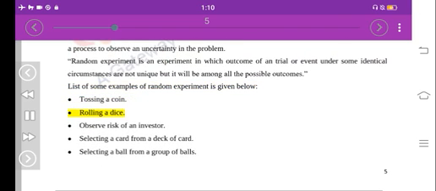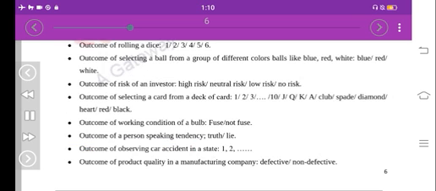Tossing a coin. Rolling a dice. Observe risk of an investor. Selecting a card from a deck of cards. Selecting a ball from a group of balls.